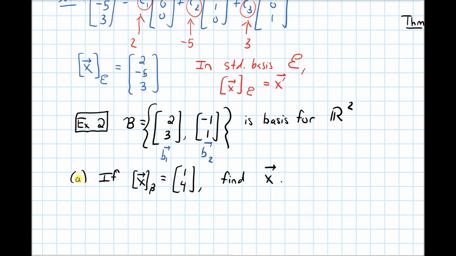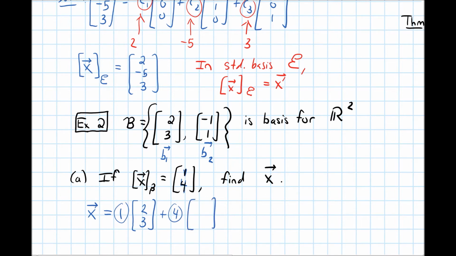So part A of this example is, this time I'm given my coordinate vector instead of trying to find it. If my coordinate vector equals [1, 4], then what's x? Again, I really want to break down the definition. So x is a linear combination of my basis vectors, where the weights are the entries of this coordinate vector. So it's the first entry, 1, times the first vector in the basis, [2, 3], plus the second entry of the coordinate vector, 4. Again, the 1 and this 4, they're the weights of my linear combination.